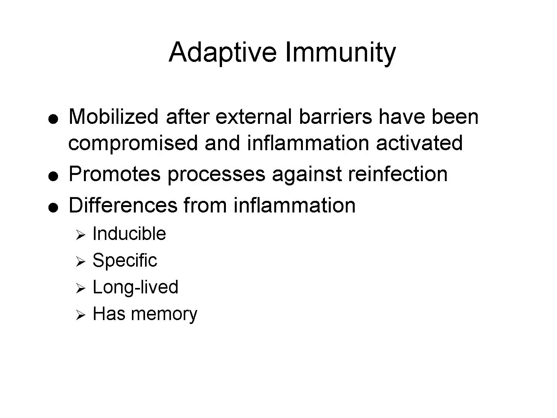Adaptive immunity. Adaptive immunity is the body's targeted response to infection. It is activated only after the first lines of defense, such as physical barriers and inflammation, have been breached. Unlike the immediate and general inflammatory response, adaptive immunity is specific, inducible, long-lived, and possesses memory. This means it not only attacks particular pathogens, but also remembers them, preparing the immune system to respond more rapidly and effectively in the future.